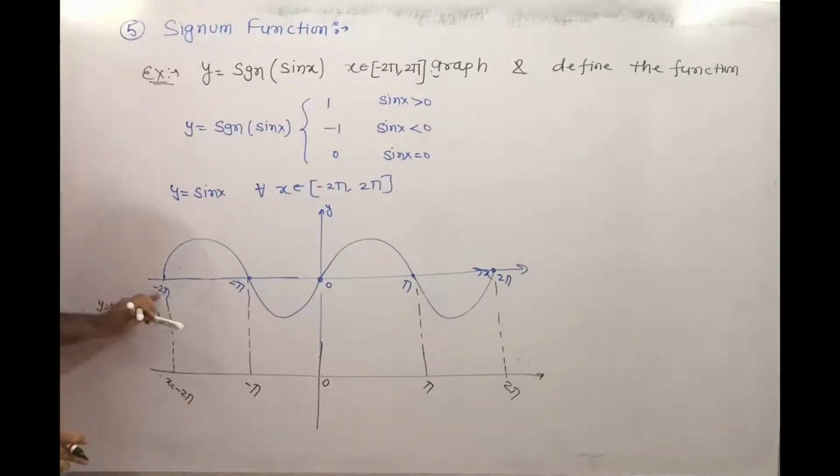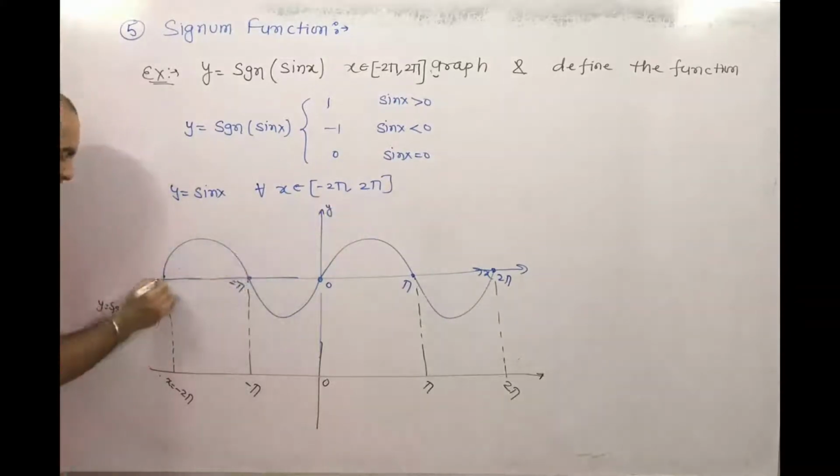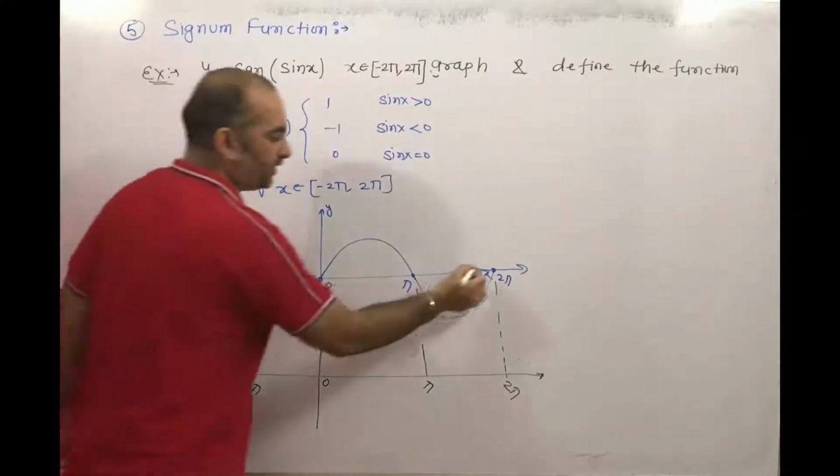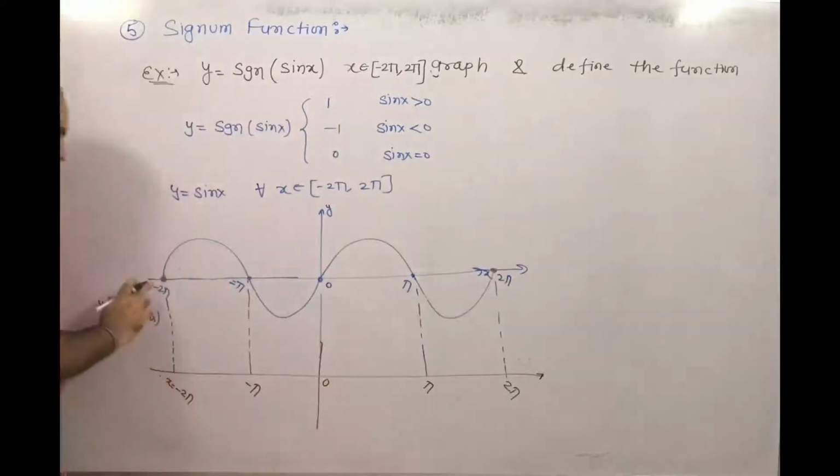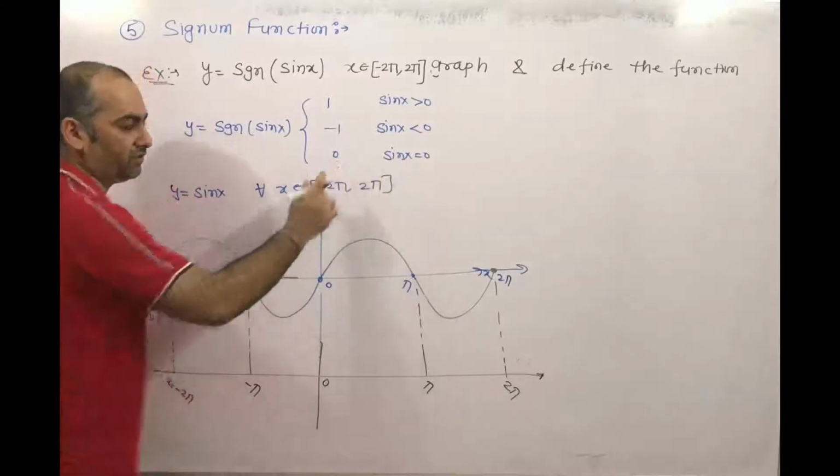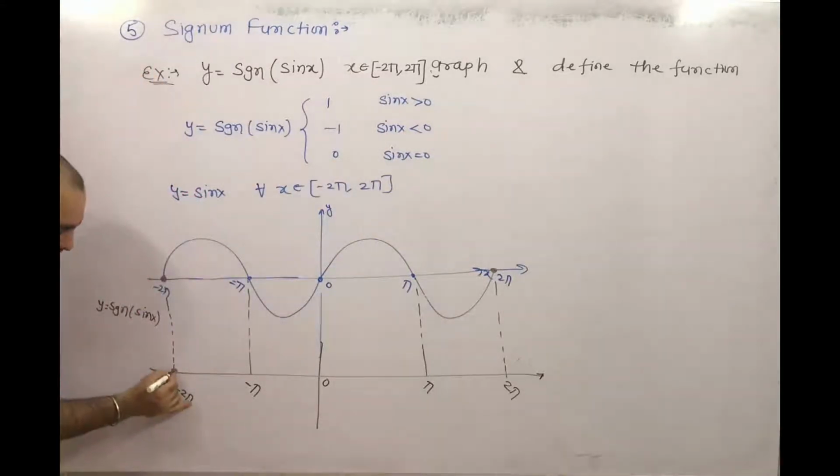At minus 2 pi what are we getting? Y equal to sin x is 0. And this point minus 2 pi is included, and here 2 pi is also included. So you can see at minus 2 pi sin x is 0. So when sin x is 0, what will come? 0. So at this point signum of sin x will be 0. Okay, next.